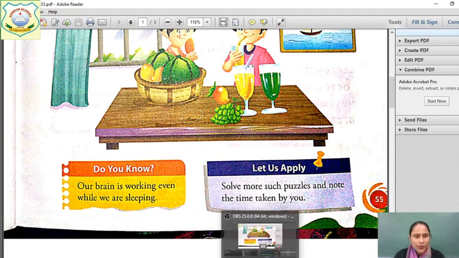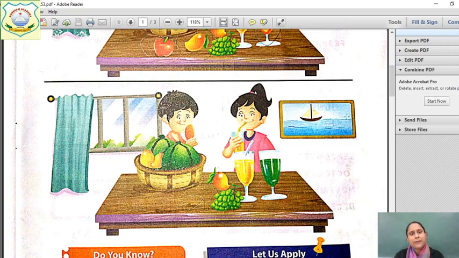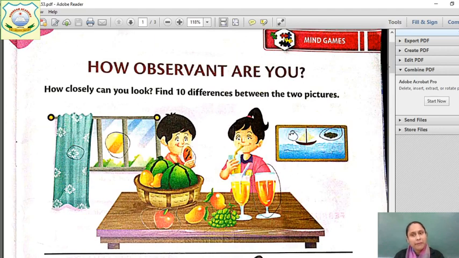And children, do you know our brain is working even while we are sleeping. So these are some sorts of mind games or brain games that we are doing right now. People think that when we are sleeping, our brain also sleeps with us. So it's not a fact. The actual thing is when we are sleeping also, at that time also our brain is working continuously. So our brain does not sleep along with us.